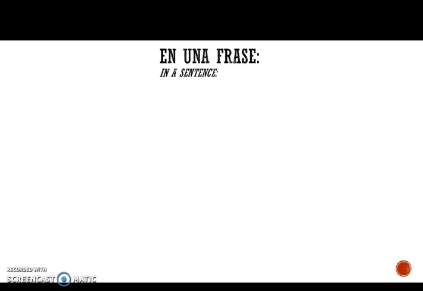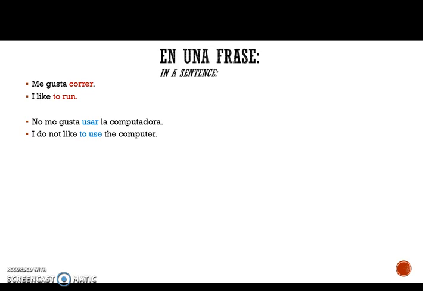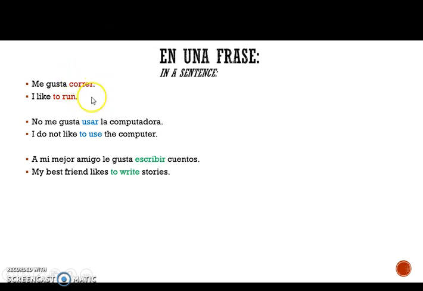Let's see them in some sentences. En una frase. Me gusta correr. I like to run. No me gusta usar la computadora. I do not like to use the computer. A mi mejor amigo le gusta escribir cuentos. My best friend likes to write stories. Now here we are able to use the infinitive because me gusta already gives us some context. It already tells us who the subject is. Also here, usar la computadora was appropriate. The infinitive was appropriate. That was fine because no me gusta already gives us enough context.